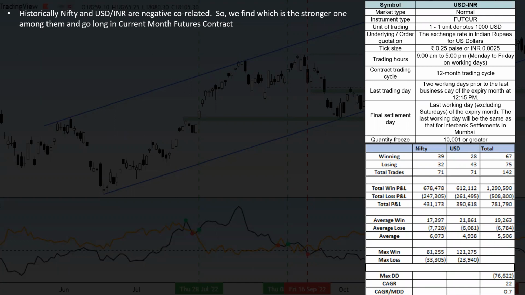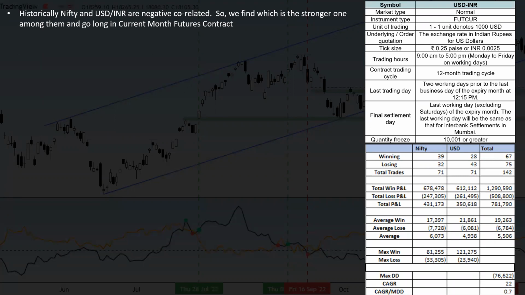As simple as that. If FIIs are moving their money out of India, out of equity market, so they are buying USD INR to take their money out. So USD INR is going to go up, equity से money is going out, so Nifty is going to fall. This is a negative correlation. Historically, मेरे पास back-tested data है, then it is a proven fact. It is there in Zerodha Varsity as well.